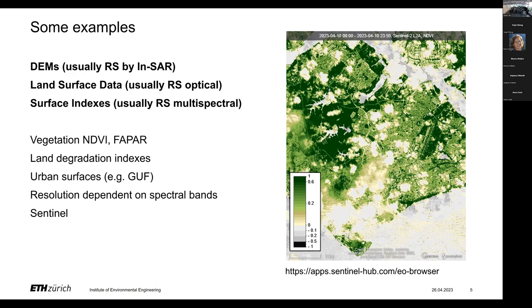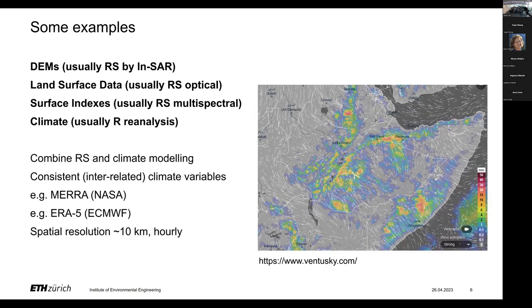Then comes climate. Climate can be, of course, obtained with remote sensing methods. But I observe in the community as well that we often prefer to use climate reanalysis datasets recently. These combine some climate models with remote sensing or observations. They're interesting because they provide consistent interrelated climate variables, so not independent climate variables. The two most common dataset types used for hydrology are MERRA from the US and ERA5 coming from Europe. And the spatial resolution here can be down to 10 kilometers at hourly times. So this becomes interesting for actually feeding into hydrological models.